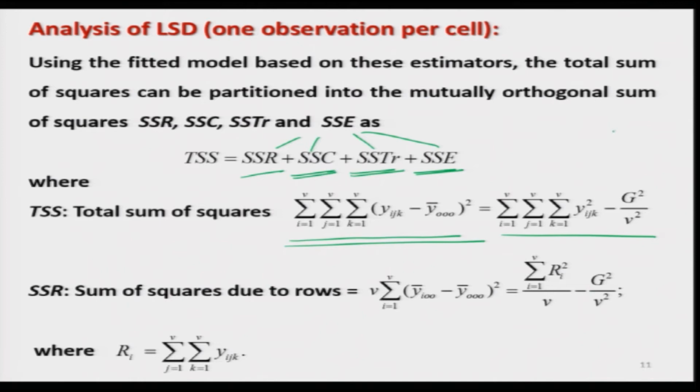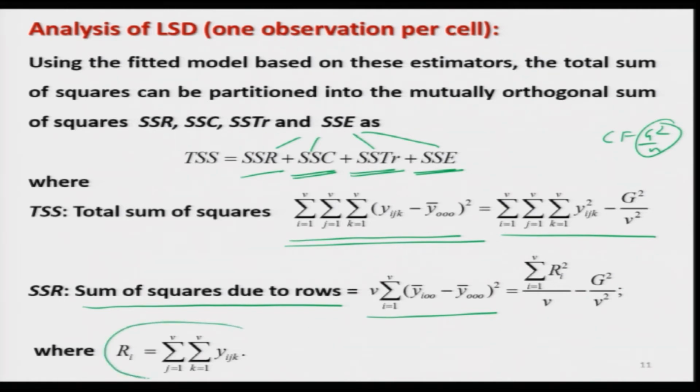If you remember, you had a correction factor which was earlier g square by n, and here it is g square by v square. Similarly, you can write the SSR, the sum of squares due to rows, which is v times the summation over i of y bar i double naught minus y bar triple naught whole square, which is the summation over i of r i square upon v minus the correction factor g square upon v square, where r i is the double summation over j and k of y ijk.